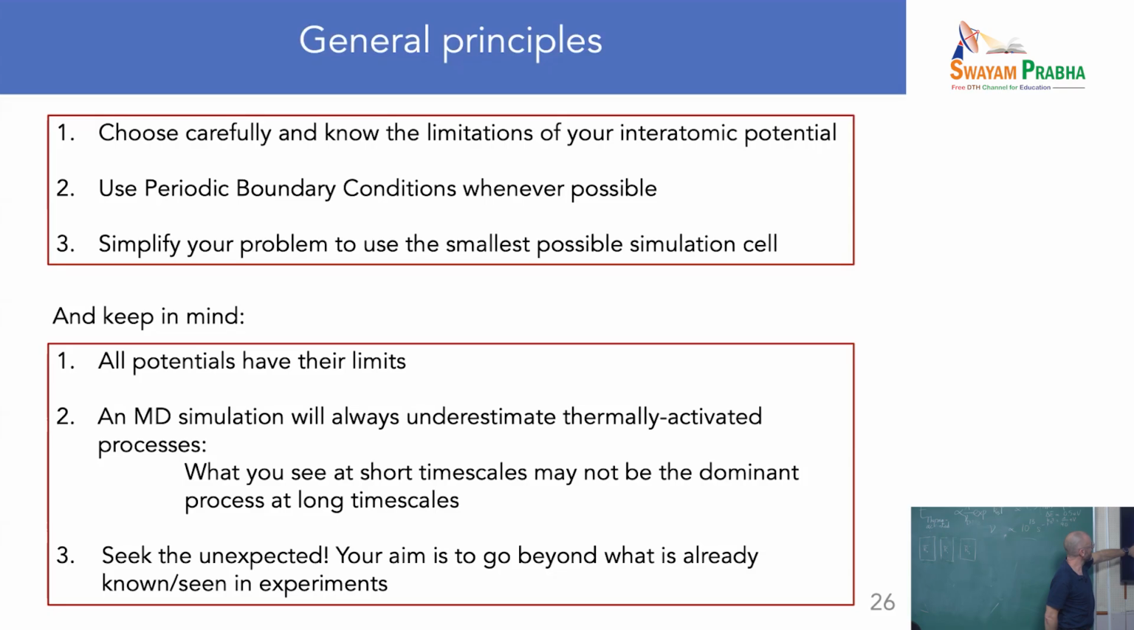Now, keep in mind that all potentials have their limits, right? Even the best machine learning potential will be crap somewhere. This we haven't really talked about, but MD simulations at finite temperature will always underestimate thermally activated processes, but we'll talk about that later. And this is more a philosophy of research: seek the unexpected. This week will not be enough, but always try to go beyond what you already know or what experiments have already told you. But that's beyond what I wanted to say this morning. Okay, I'm done for now.